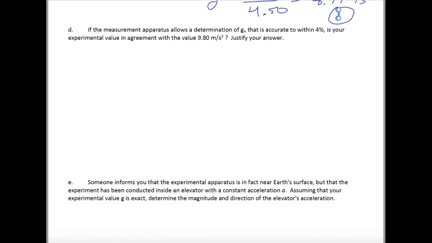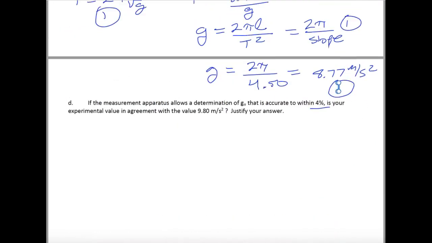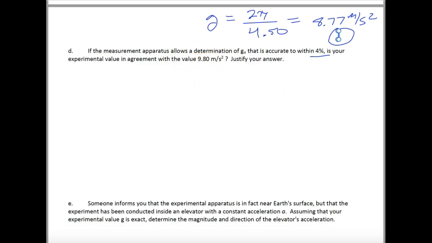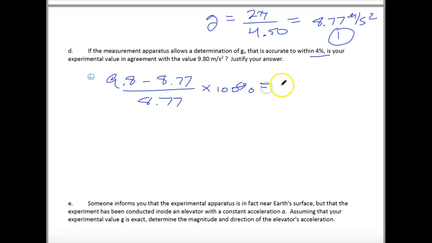It says if the measurement apparatus allows a determination of G that is accurate to within 4%, is your experimental value within agreement of that value of 9.8. So this is where we're getting into trying to figure out how close we are in terms of experimental error. So let's go ahead and solve for that. It is 9.8 minus 8.77 divided by 8.77. Now notice this is percent error, and if we multiply that times 100%, we're going to end up with about 11.7%.